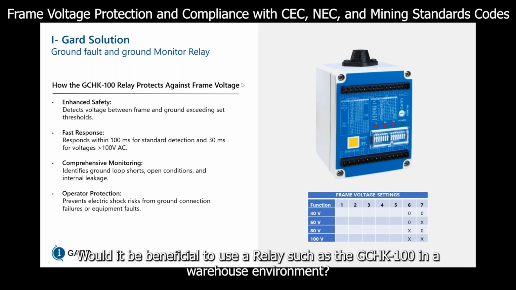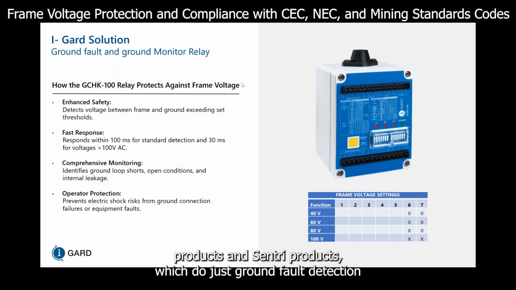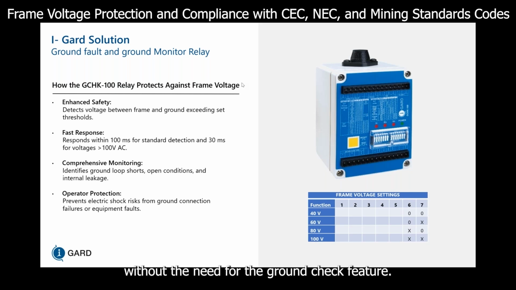What would be the beneficial use of a relay such as the GCHK 100 in a warehouse environment? If so, how would it be integrated? I think ground fault ground check relays are typically used in mining applications rather than warehouse environments. So unless your warehouse is utilizing very long cable connections, you may want to opt for just ground fault only, in which case we do have I-Gard products and Sentry products which do just ground fault detection without the need for the ground check feature.